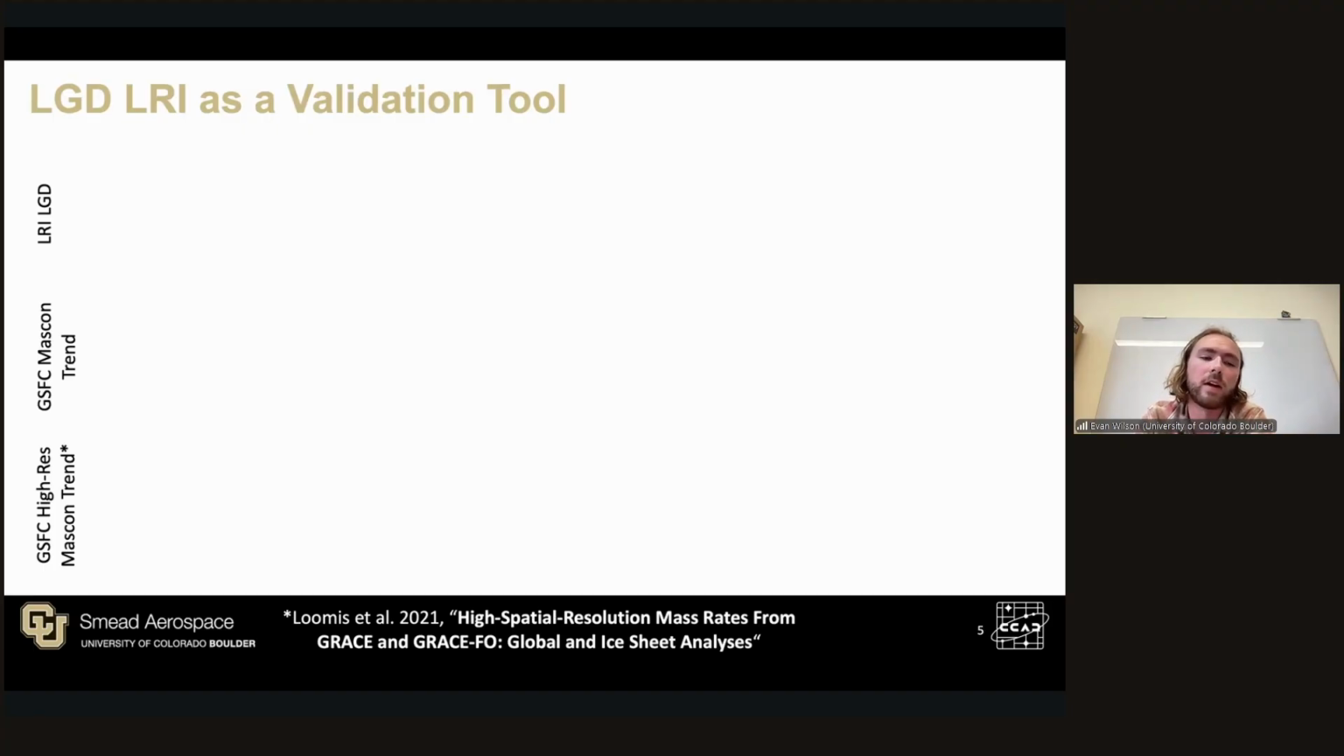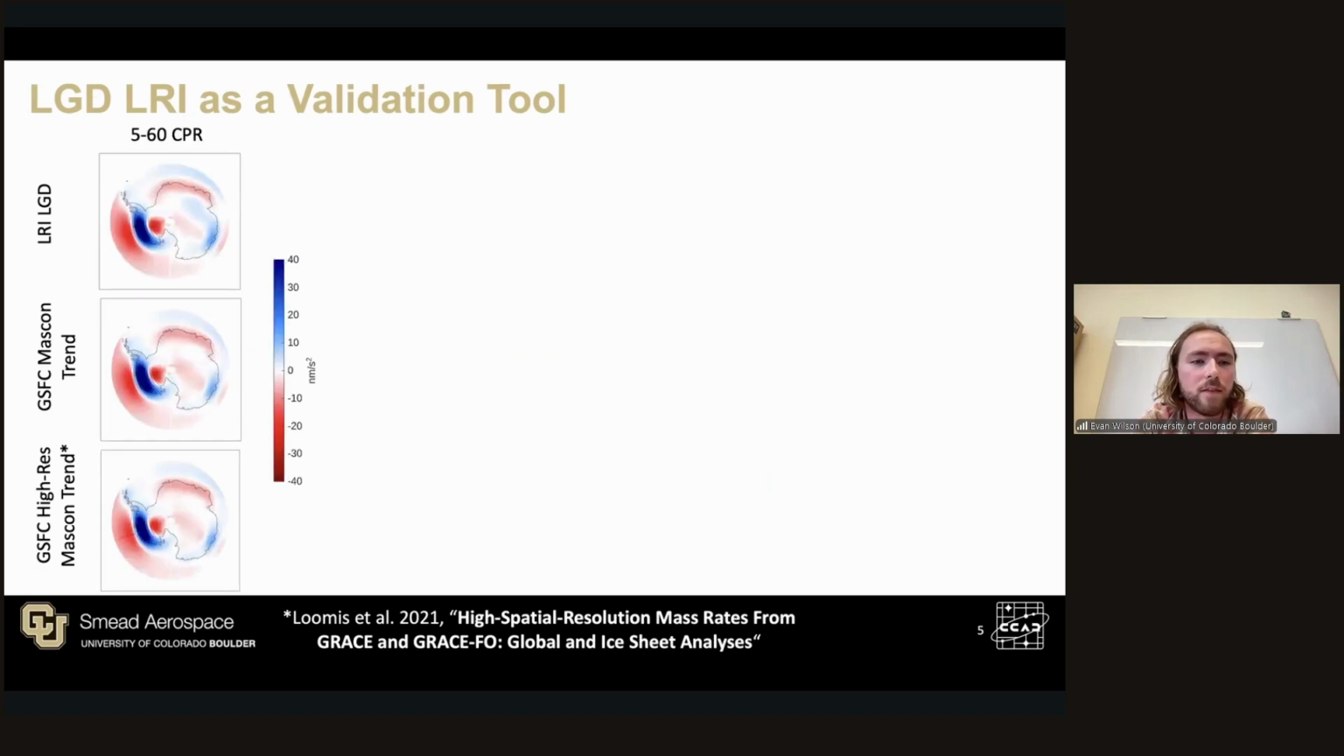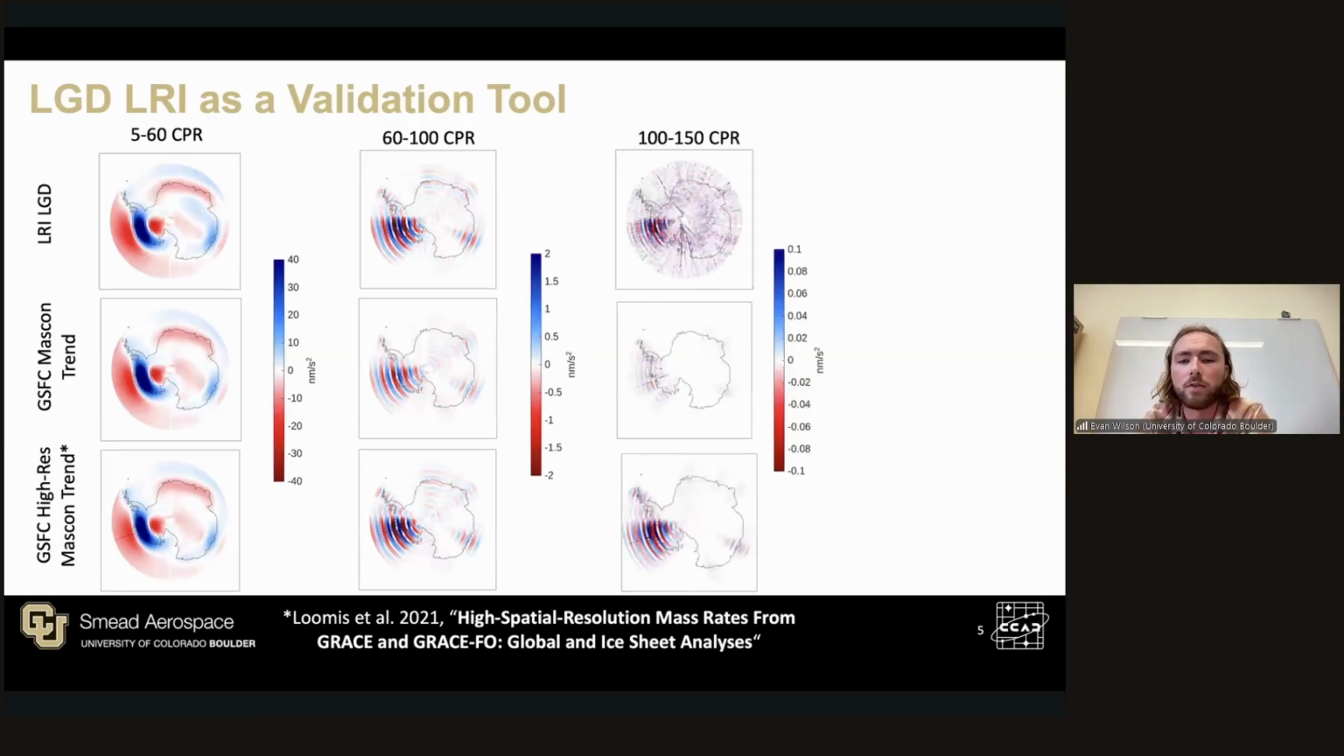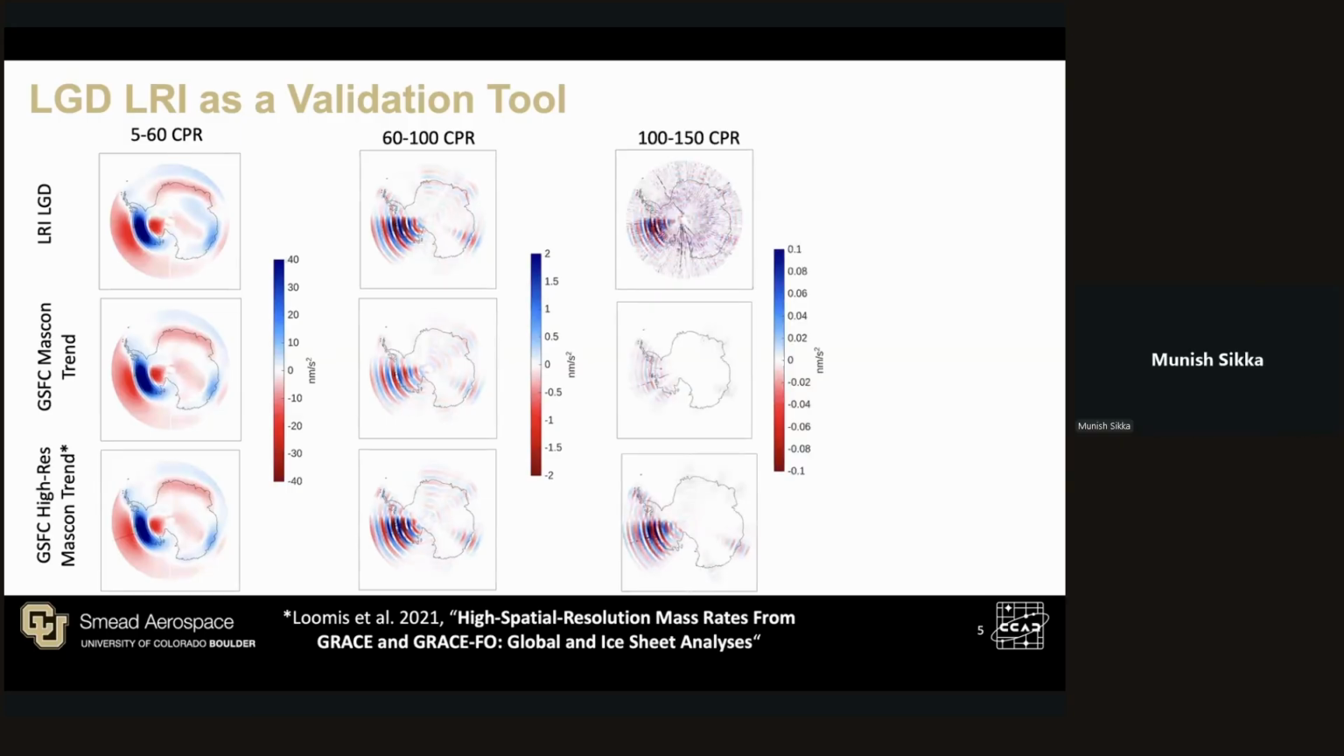So here I'm comparing a trend made from the standard Goddard mascons and then also the Goddard high resolution mascon trend from Loomis et al. in 2021. And for 5 to 60 CPR, again, we see pretty good agreement across the three. Same thing for 60 to 100 CPR. But for 100 to 150 CPR, we can... 1 minute left.